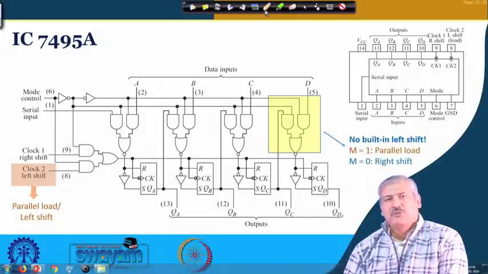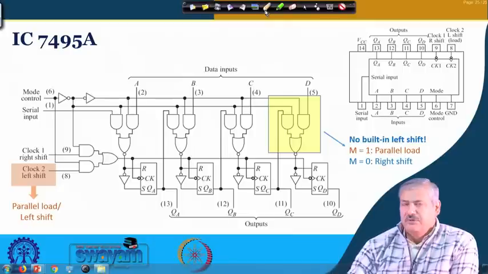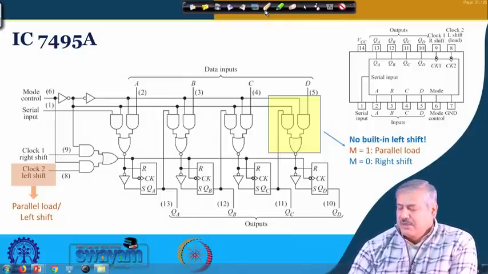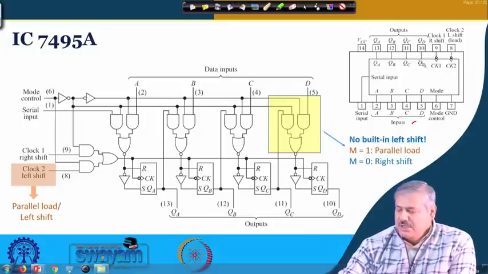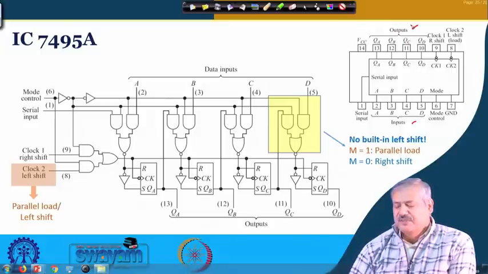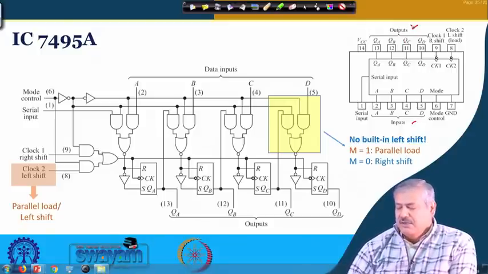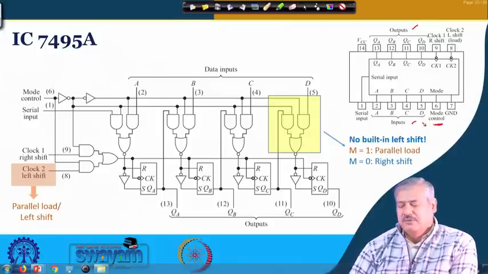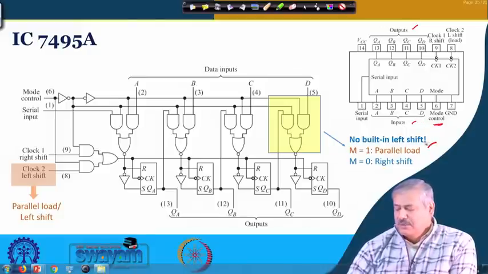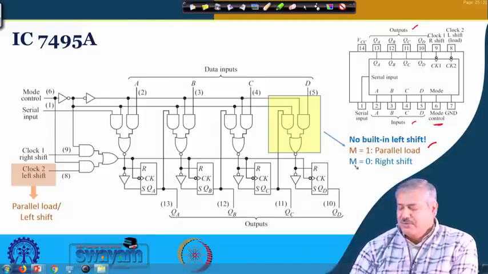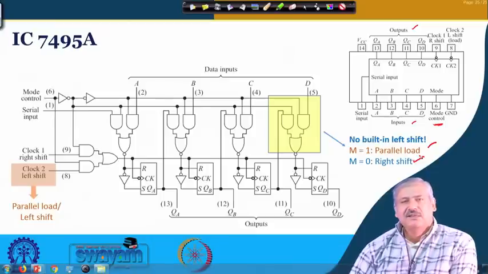4 bit information can be stored. ABCD is the parallel in, and QA, QB, QC, QD are the parallel outputs that you can see. And here you have one control input, mode control. When mode is equal to 1, it is a parallel load, and when mode is equal to 0, it is right shift.